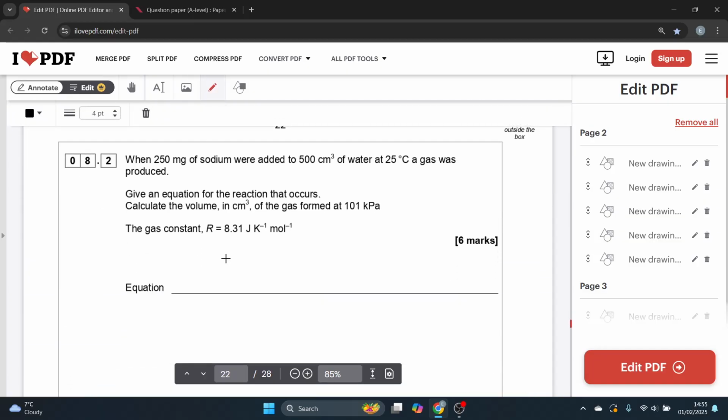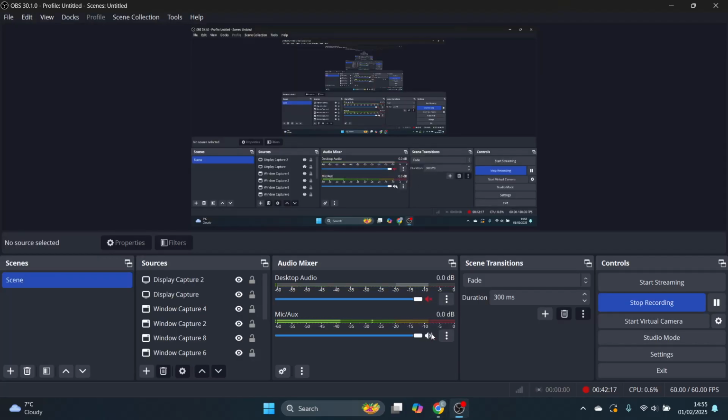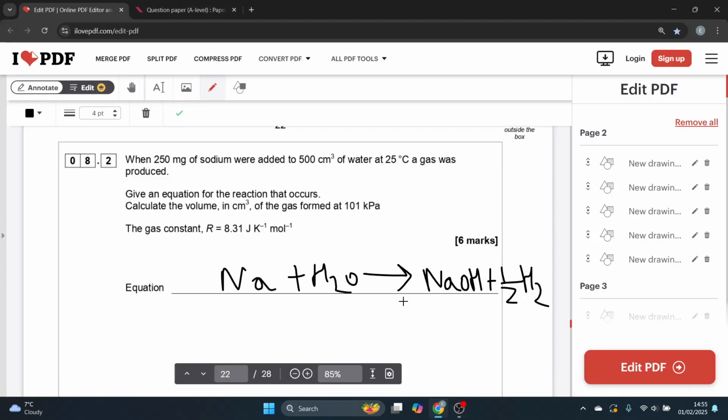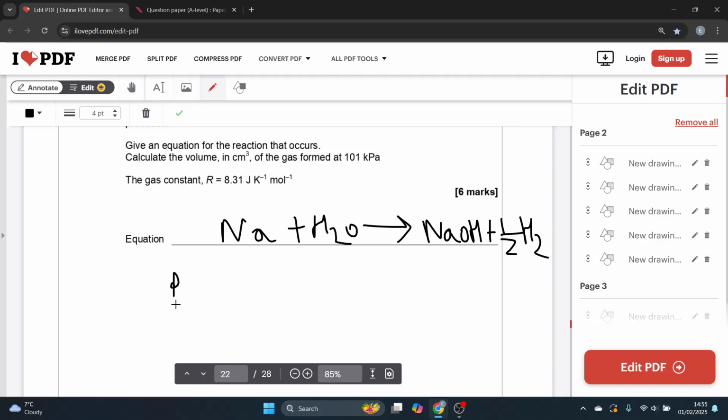Question 8.2, given the equation for the reaction that occurs when sodium is added to water: sodium plus H2O will have formed sodium hydroxide plus a half H2. There we go. Given, calculate the volume of the gas formed at this amount, so I'd use PV equals nRT.